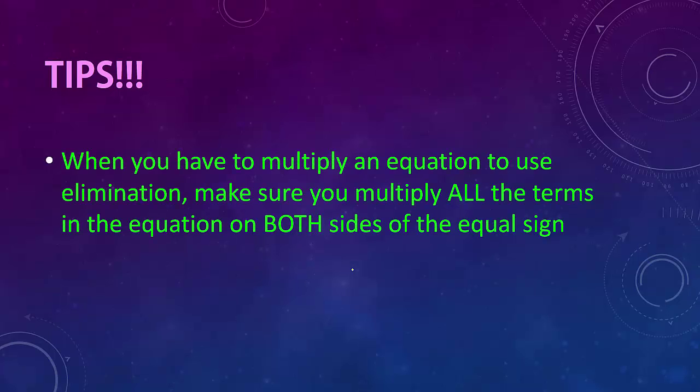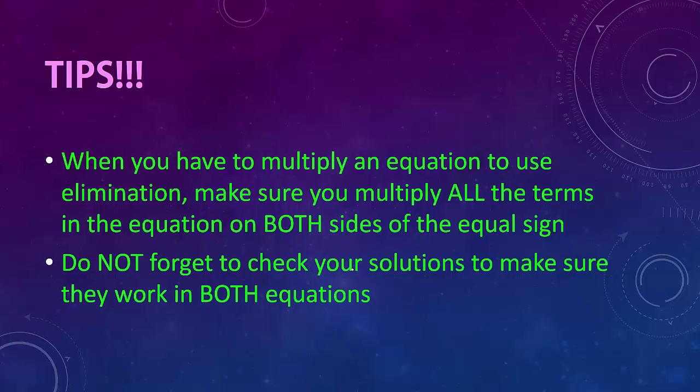All right, some tips. When you have to multiply an equation to use elimination, make sure you multiply all the terms in the equation. So in other words, both sides of the equal sign. And then finally, do not forget to check your solutions to make sure they work in both equations. This is one of those unique situations where you will know if your answer is right or wrong if you actually check your work.